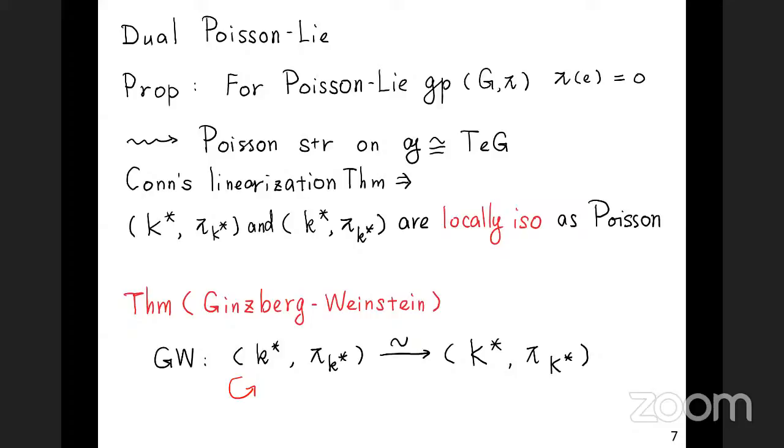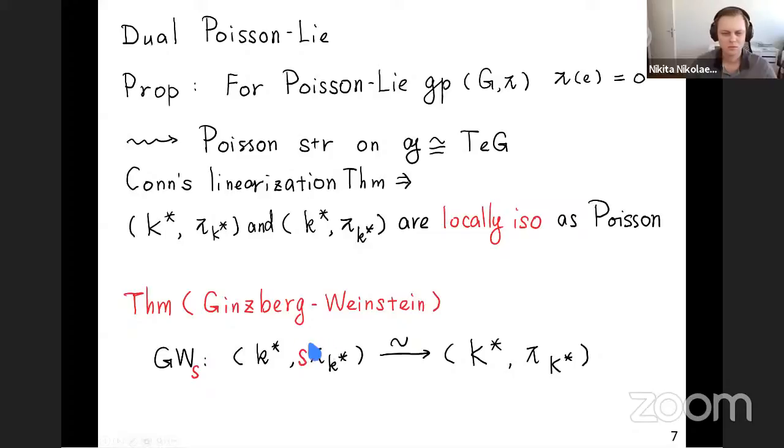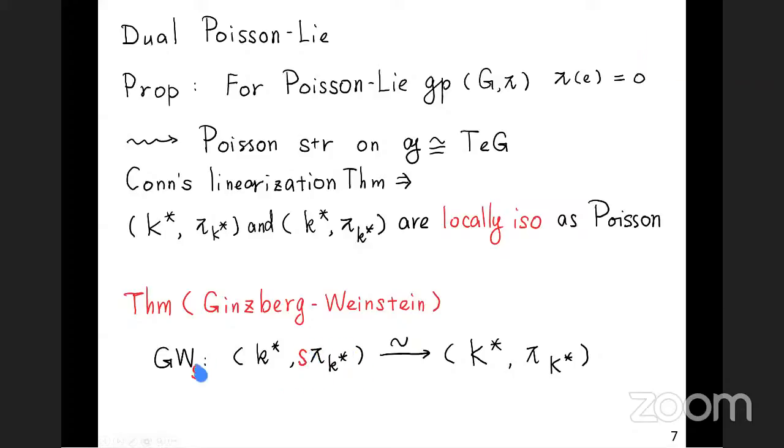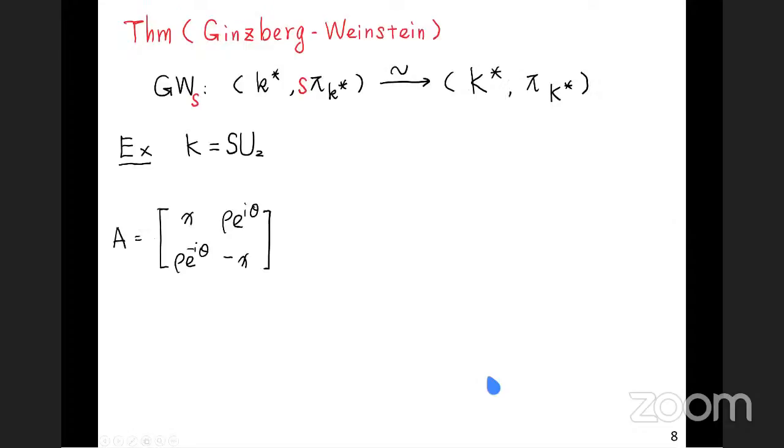We have a linear Poisson structure, and we do some strange scaling. We consider the Poisson structure scaled by S, and we still have a Poisson diffeomorphism between these two spaces. Okay, now we have this map. Let me give you one example.